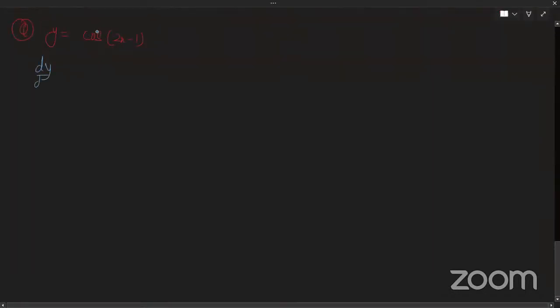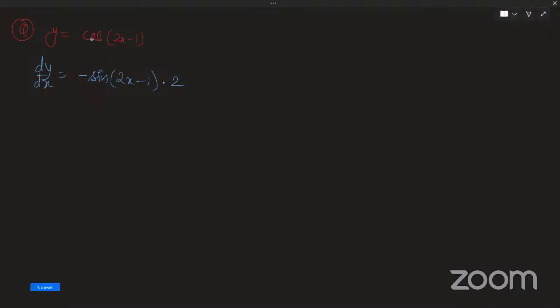So dy by dx, what is the derivative of cos? Minus sine. Yeah. So you can just do minus sine of 2x minus 1 multiplied by 2. Okay. So what you did is you just directly took the derivative. You kept this part the same and then multiplied it with the coefficient of x.